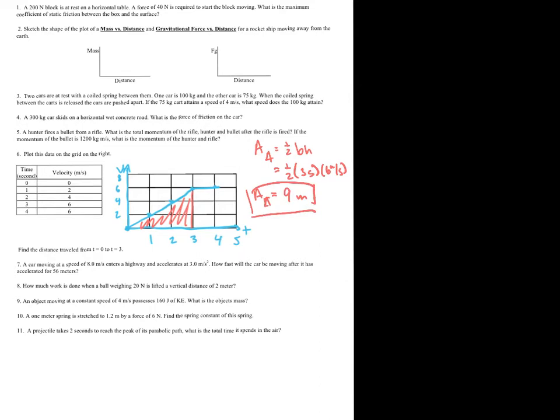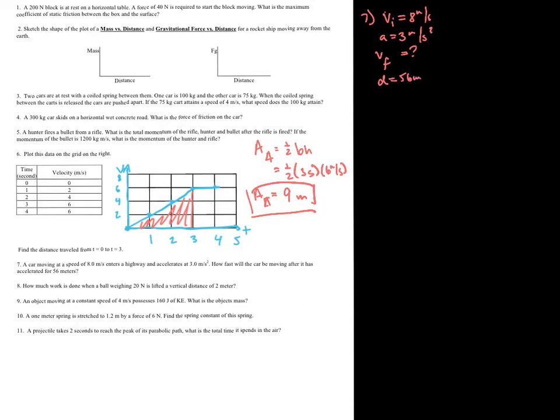Okay. Now number 7. A car moving at a speed of 8 meters per second enters a highway and accelerates at 3 meters per second squared. So Vi equals 8 meters per second. Acceleration is 3 meters per second squared. How fast will the car be moving? So Vf is a question mark, after it has accelerated for 56 meters.